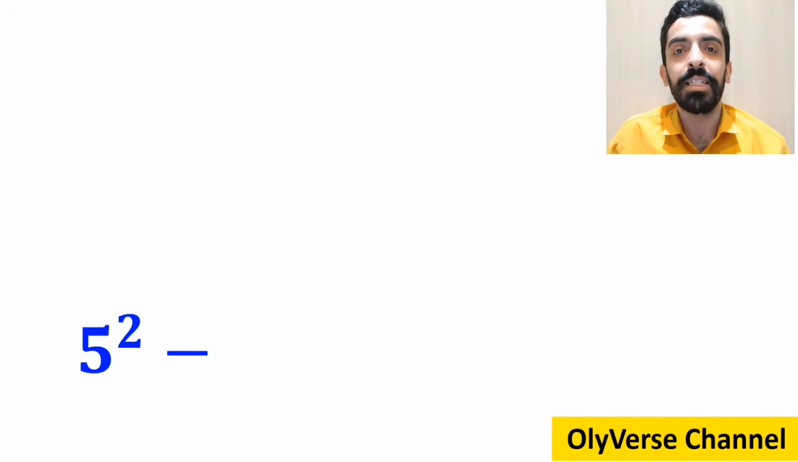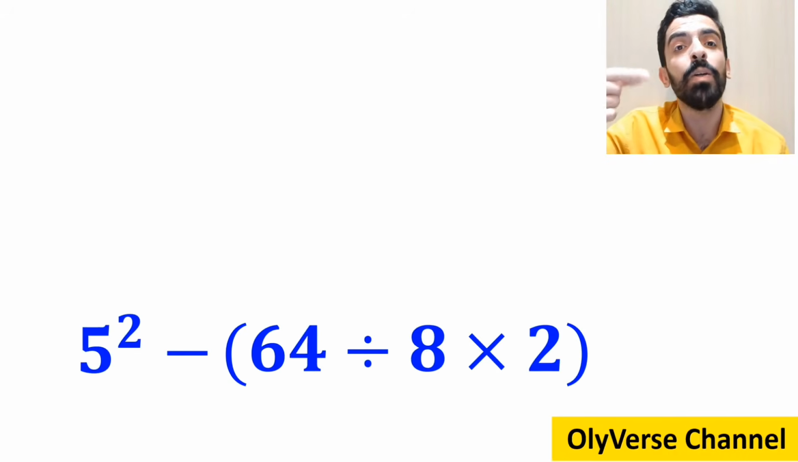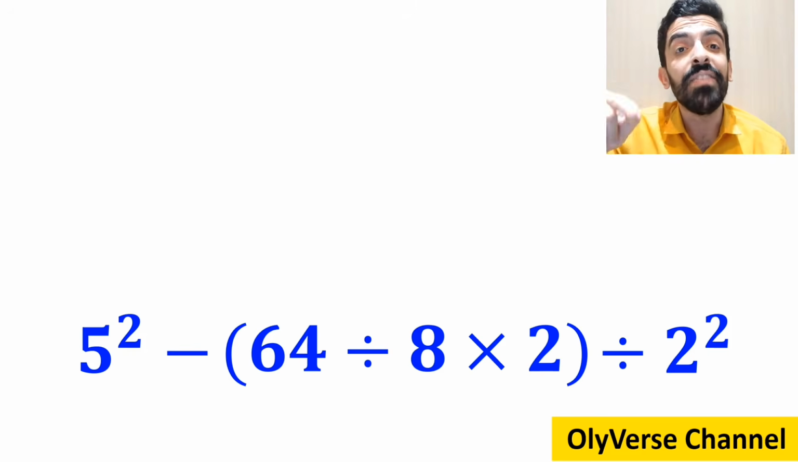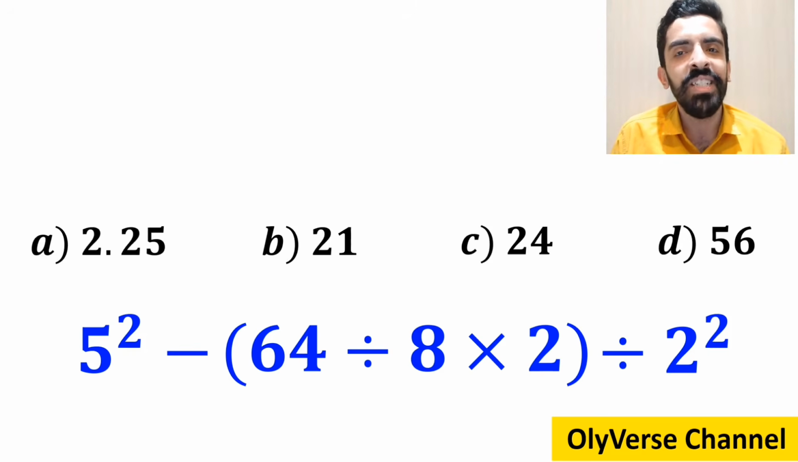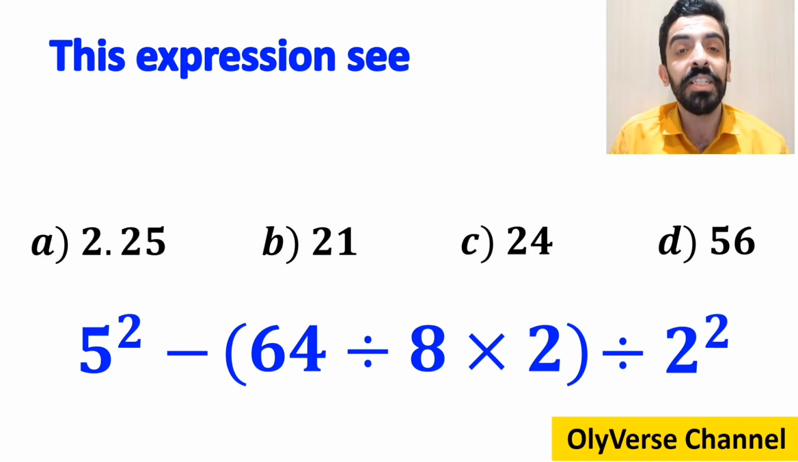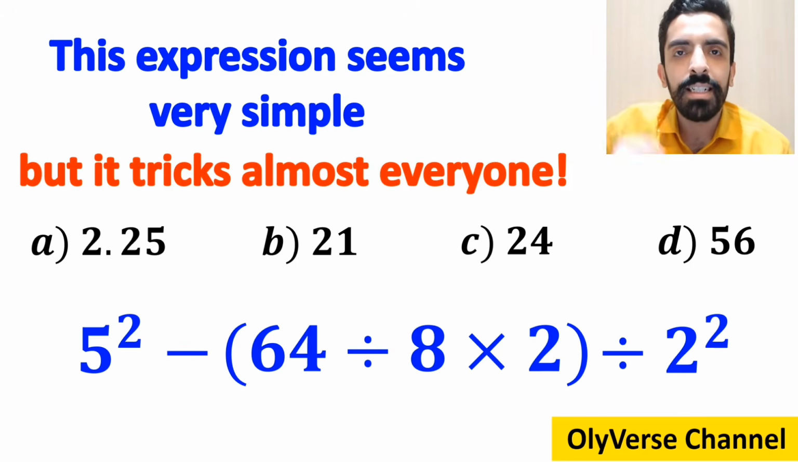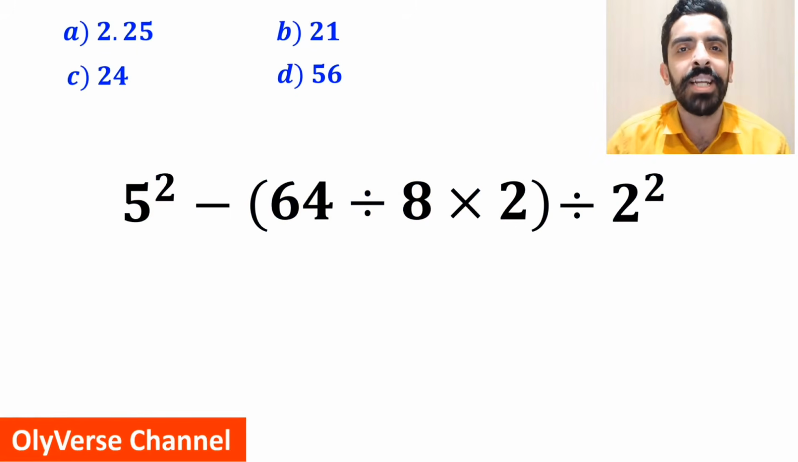What is the value of the expression 5 squared minus (64 divided by 8 times 2), then divided by 2 squared? Which option do you think is the correct answer to this question? This expression seems very simple, but it tricks almost everyone. Let's go step by step and solve it together.